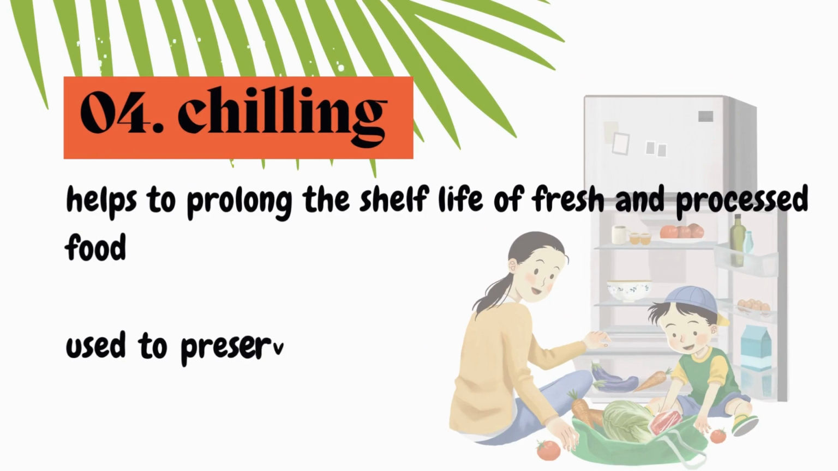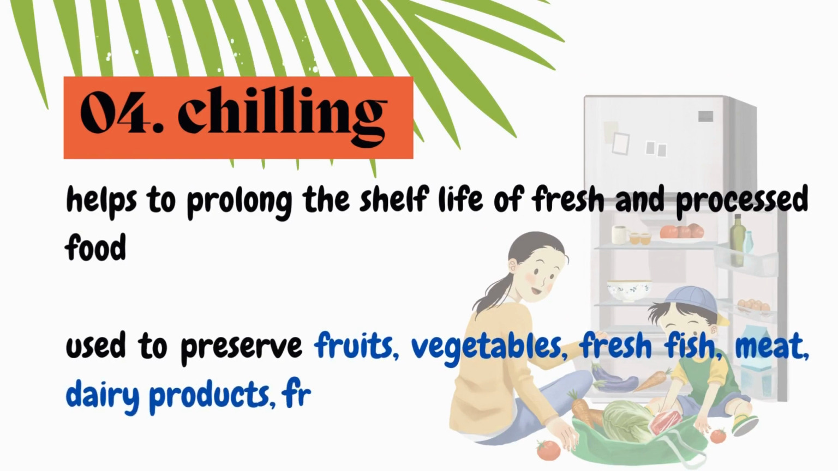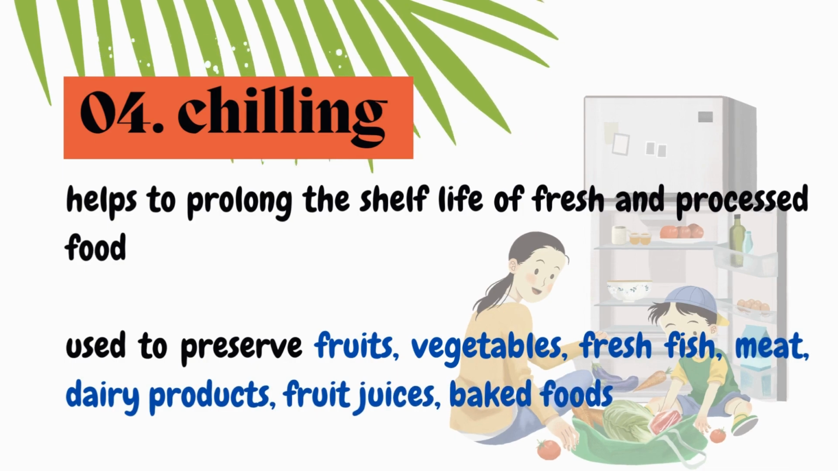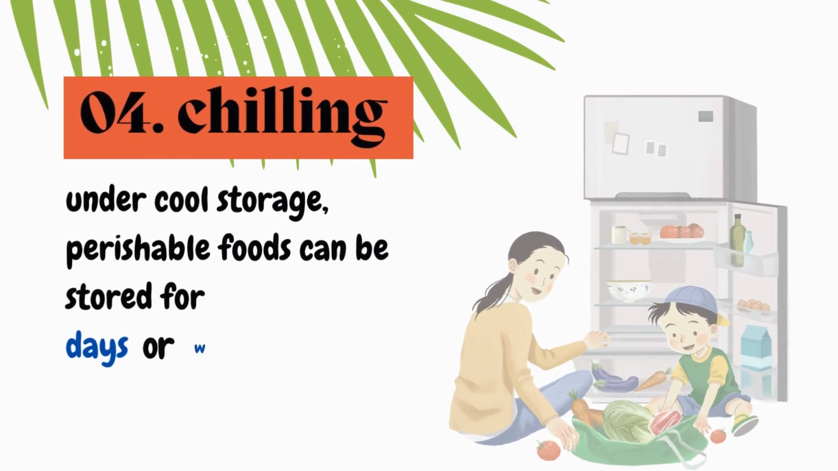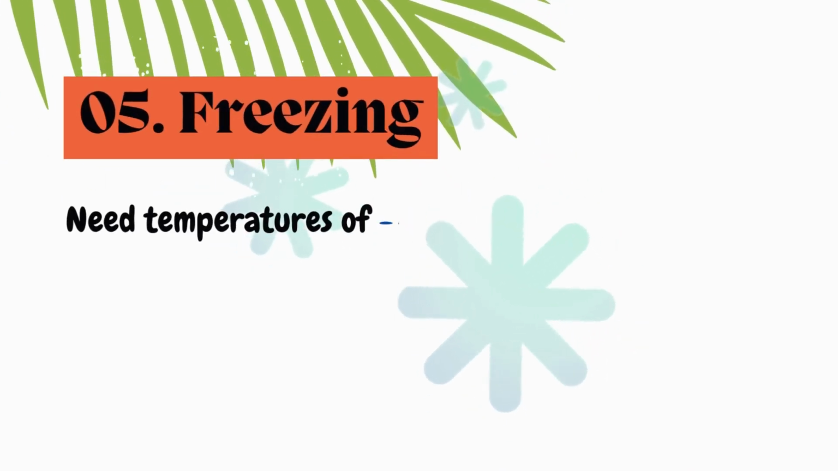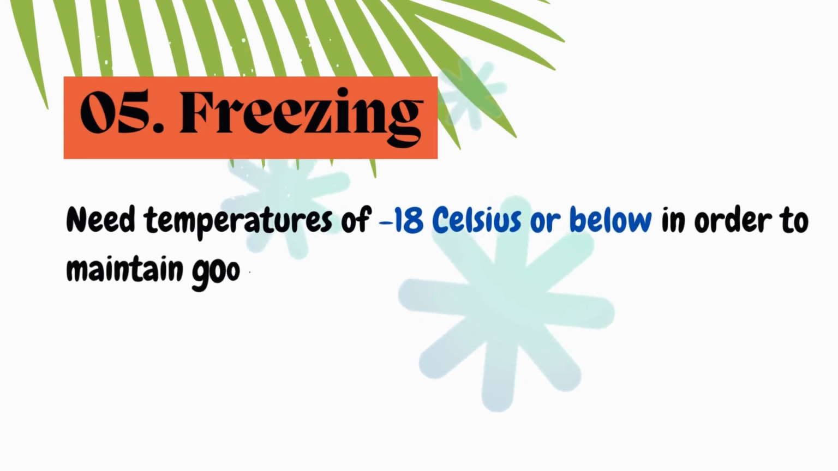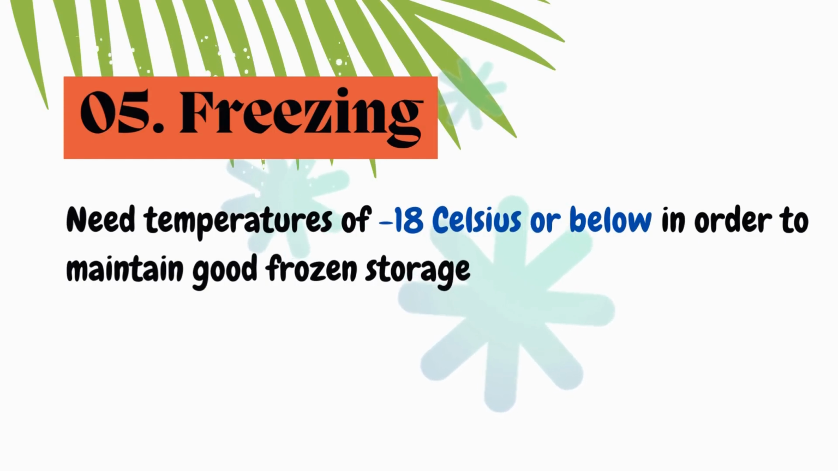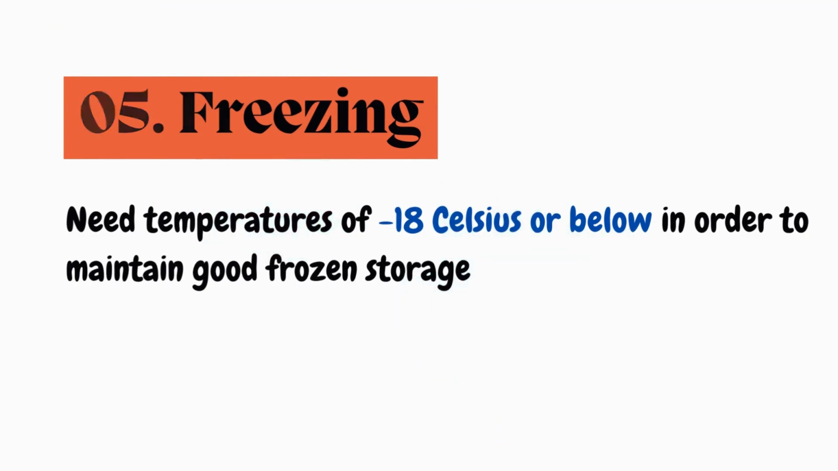Chilling can be used to preserve fruits, vegetables, fresh fish, meat, dairy products, fruit juices, baked foods and more. Basically, under cool storage, perishable foods can be stored for days or weeks based on the food. When it comes to freezing, foods are stored at temperatures that maintain them in frozen conditions. We need temperatures of -18 Celsius or below in order to maintain good frozen storage.